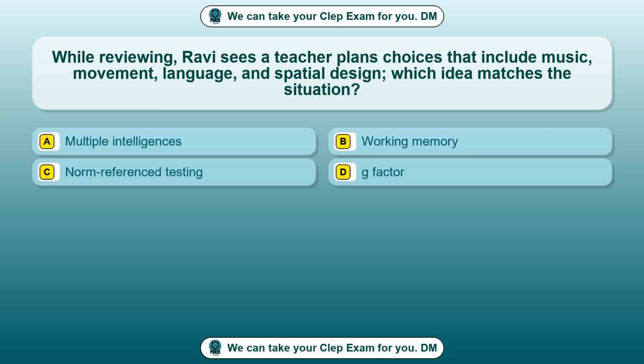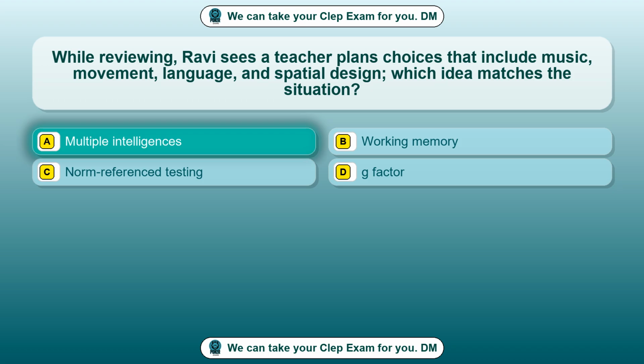Question 24. While reviewing, Ravi sees a teacher plans choices that include music, movement, language, and spatial design. Which idea matches the situation? Option A, multiple intelligences. Option B, working memory. Option C, norm reference testing. Option D, G factor. The correct answer is option A, multiple intelligences.